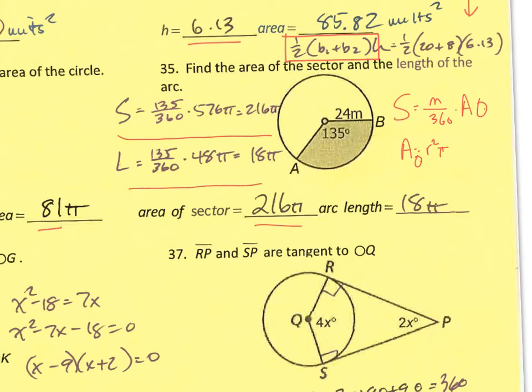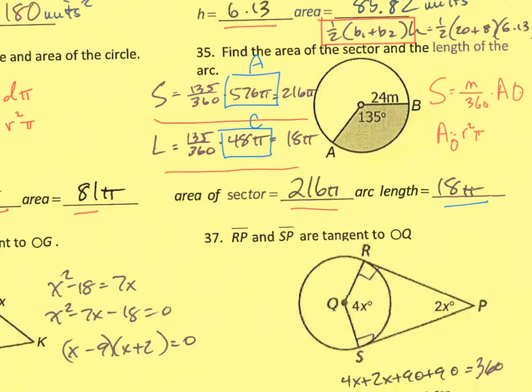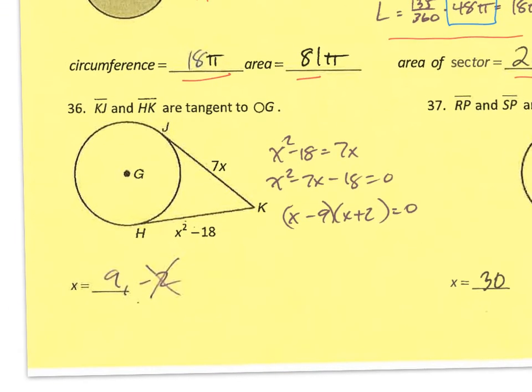This is I'm going to find arc length. The key difference here, one key difference, arc length uses circumference of the circle. Area of sector uses area of the circle, right? So realize the difference. It's a really simple difference. But those are the answers you should have got for 35 right there. 36 is a quadratic. It's a real simple setup. This equals this. Solving for x, you get x is 9 or negative 2.